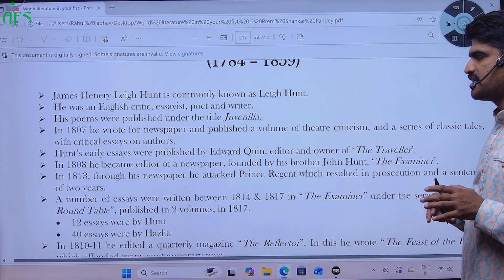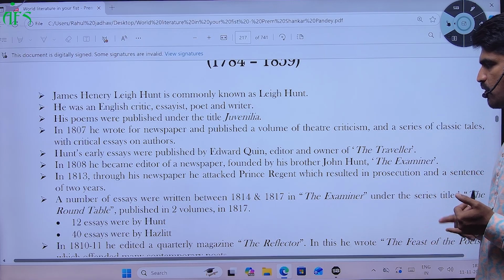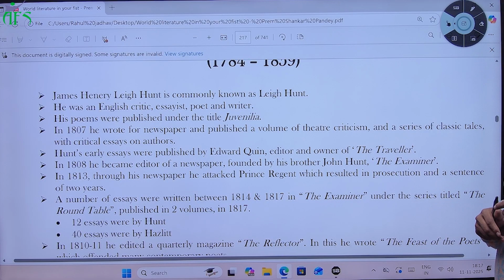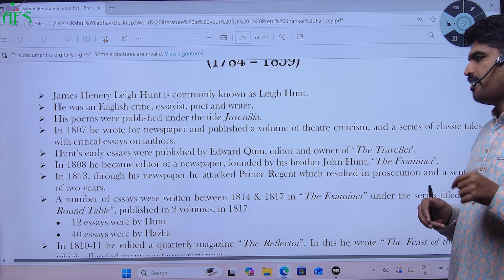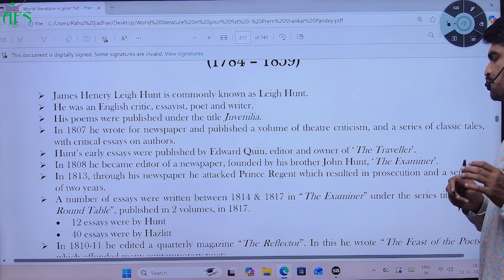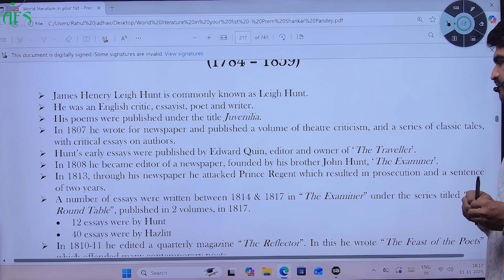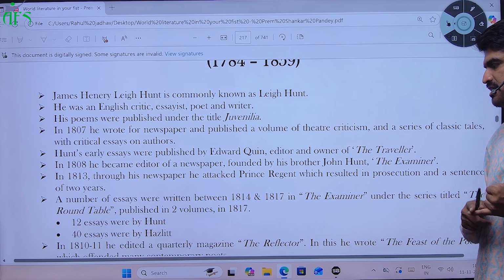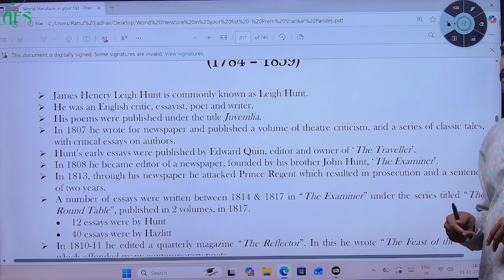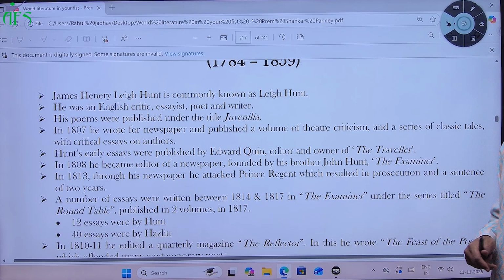Hunt's early essays were published by Edward Quin, editor and owner of The Traveller. In 1808, he became editor of a newspaper founded by his brother John Hunt, and the name of the newspaper was The Examiner. In 1813, through his newspaper, he attacked the Prince Regent, which resulted in prosecution and a sentence of 2 years. So he got a punishment of 2 years in prison.